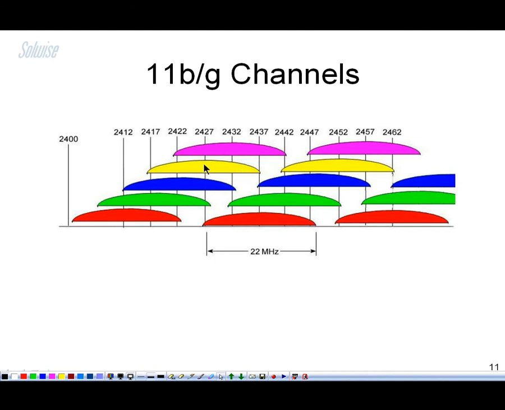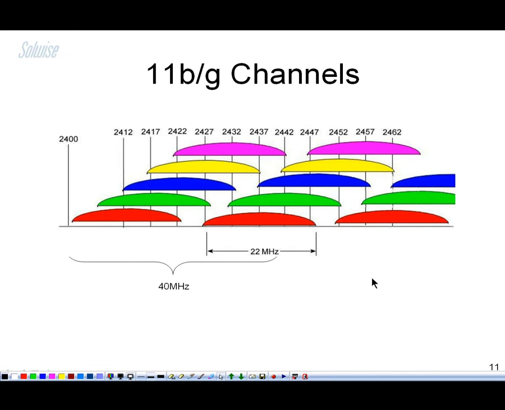You can see this yellow one, for example, here is overlapping that blue one there, that green one there, that red one there, as well as that one, and just touching on this one, and it's overlapping that one. So the amount of overlap on the channels in the 2.4 gig region is quite considerable. And in practice, that means that the 2.4 gig region really only has 3 free channels to use.